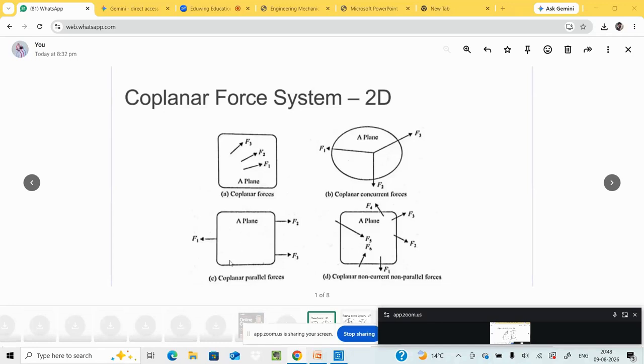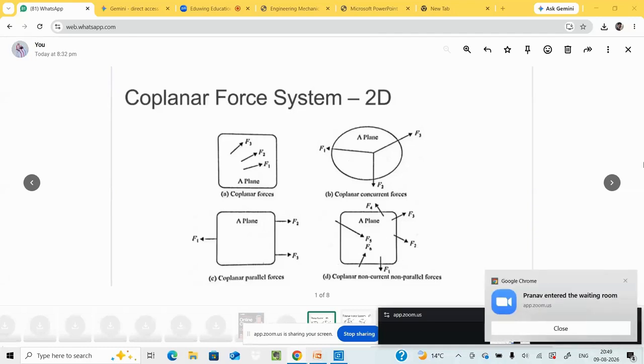If we see here, again, coplanar parallel forces. F1 acts in this direction, then F2, F3. But all the forces are parallel to each other. And here, the coplanar non-concurrent non-parallel forces means they act in n number of directions. So concurrent means acting on the same point. Coplanar parallel forces means the forces are parallel to each other, and non-parallel means acting in various directions.